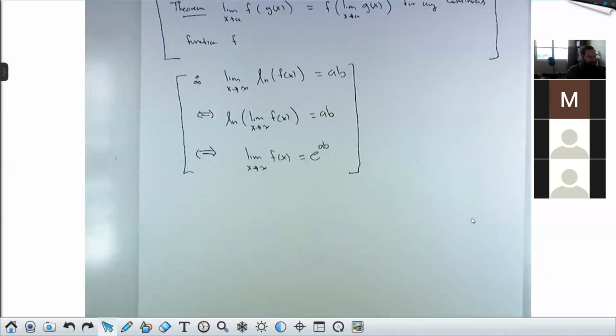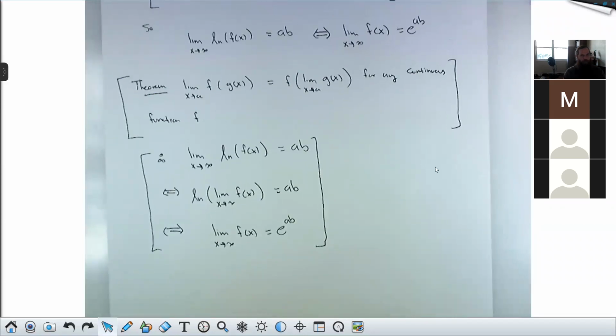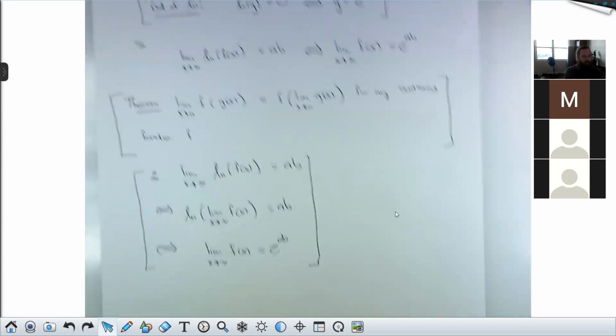That means that the limit of my function itself, since the limit of the natural log of my function is ab, I know that the limit of my function is e to the ab, because that's how you undo the log. You exponentiate. And then the details behind that exponentiation are all here.